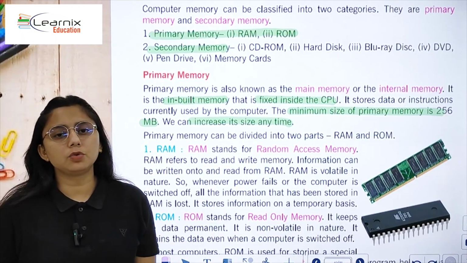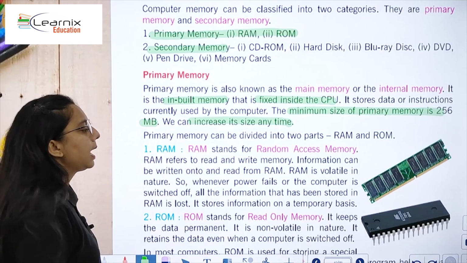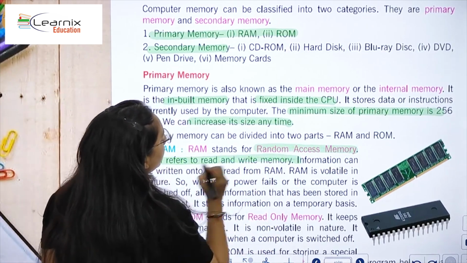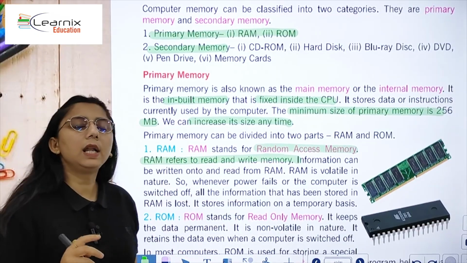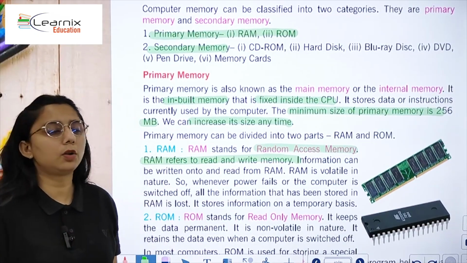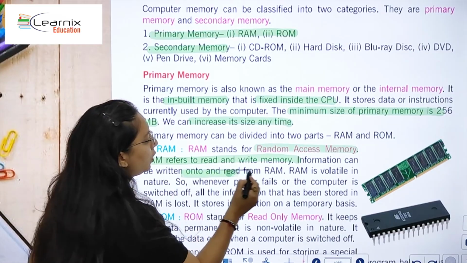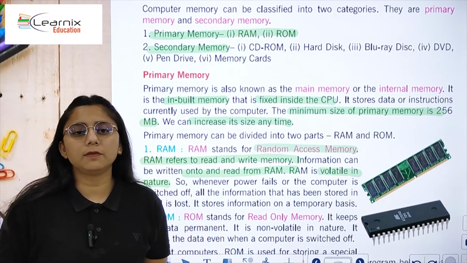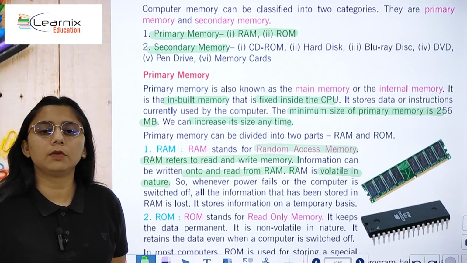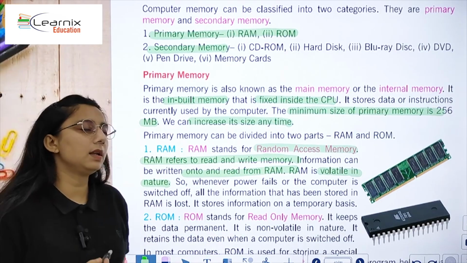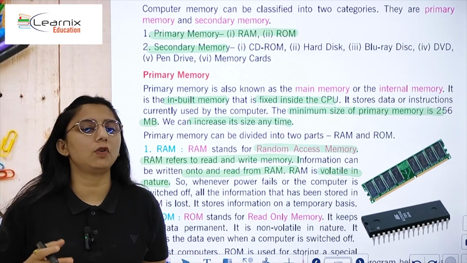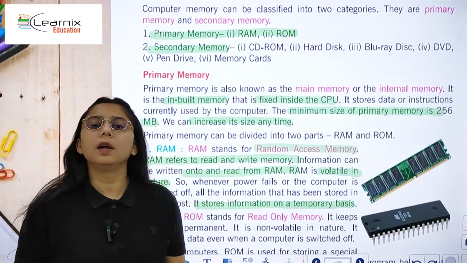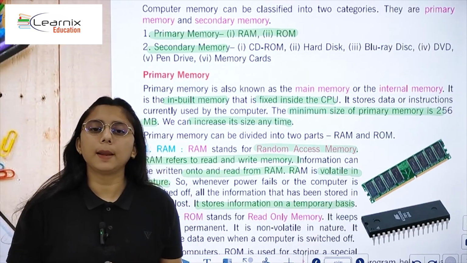Primary memory can be divided into 2 parts, that is RAM and ROM. RAM stands for random access memory. RAM refers to read and write; you can read and you can write. Information can be written onto and read from RAM. RAM is volatile in nature. Why is it volatile? If the electricity fails, the data will be lost. It stores information on a temporary basis.